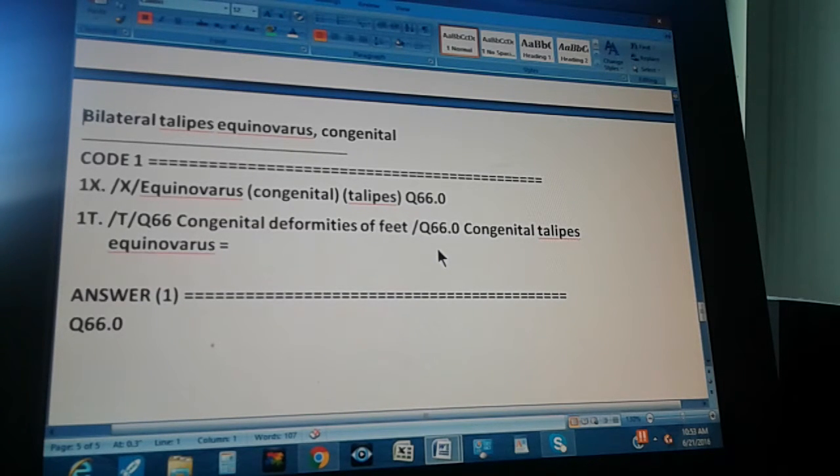So we add one more character, which is 0. Q66.0, right? And what is that? Congenital talipes equinovarus. We look just down and up in case there is an extra code for bilateral, and we don't find it. Since we don't find it, we must assume that this is the right one. That's why we have an equal sign, and that means that we have a double check with the tabular. So the answer is Q66.0.